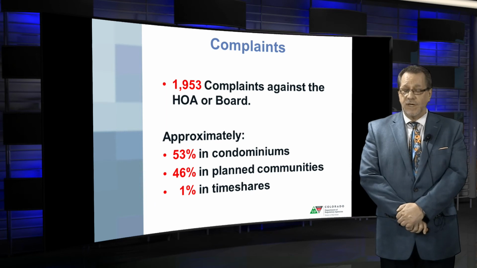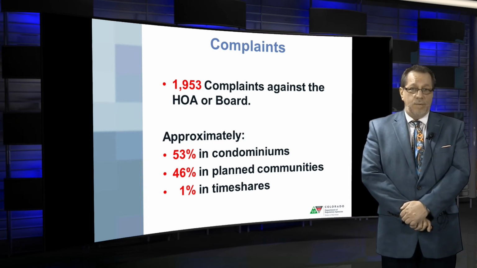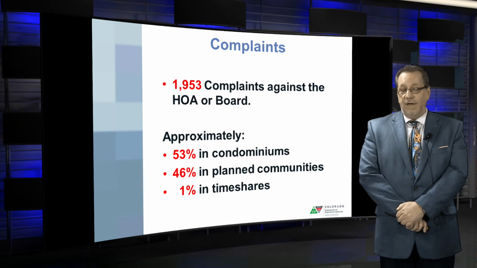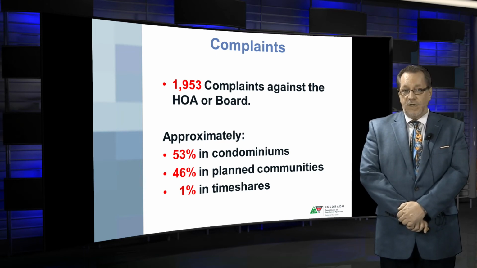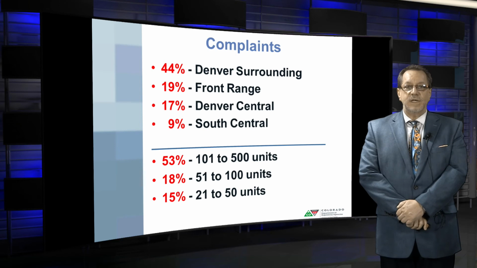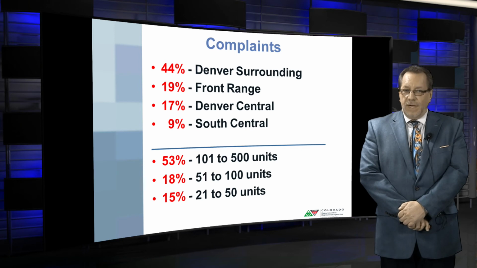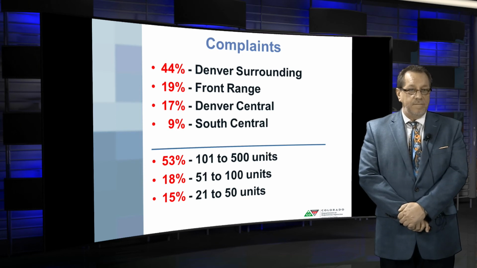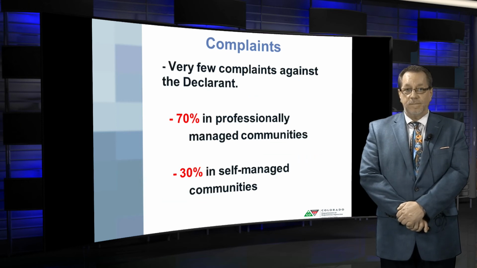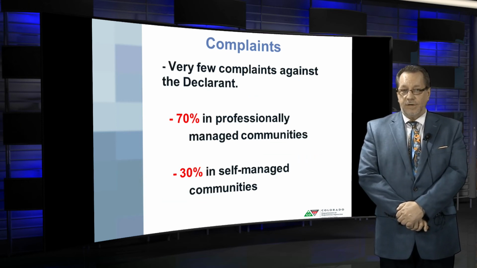We also take in complaints. And that's very important for you to know as practitioners, where these complaints are located and how they are categorized. Over 1,900 complaints came in against the HOA and board, and a majority were in condominiums, very few in timeshares. As you can see, the complaints take place mostly in Denver surrounding and Front Range, Denver Central, and then South Central, which is down in Colorado Springs. Over 50% of all those complaints that came into the office take place within projects that are 101 to 500 units. Very few complaints are made against declarants.